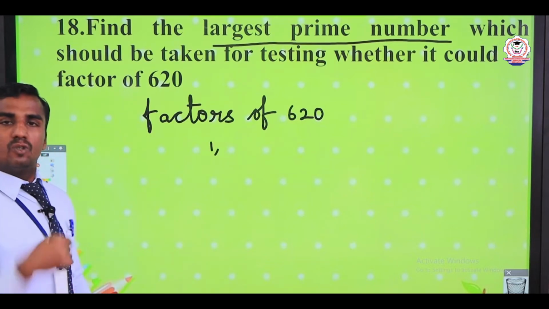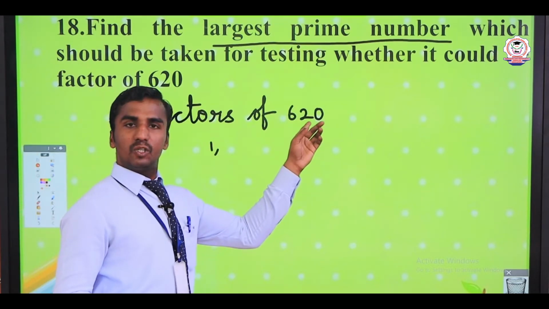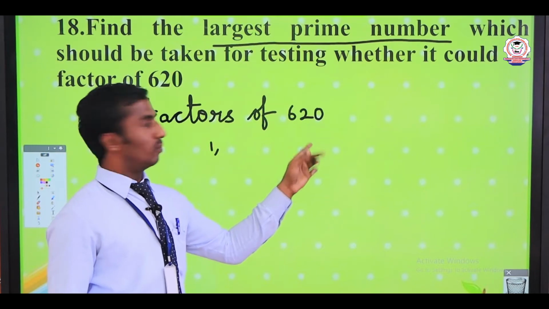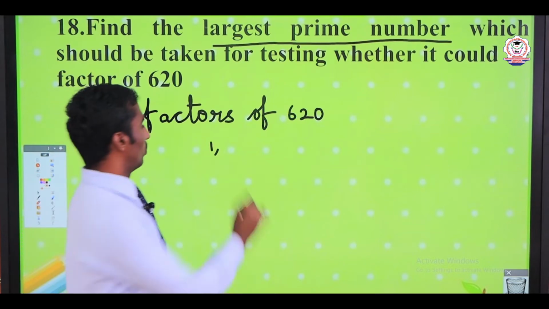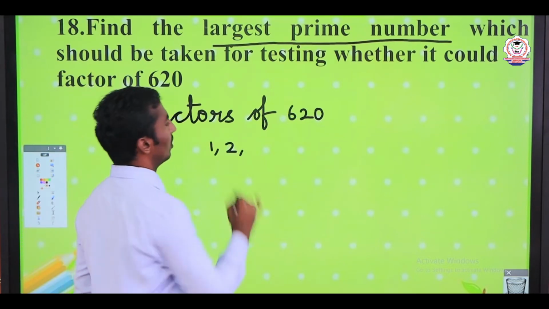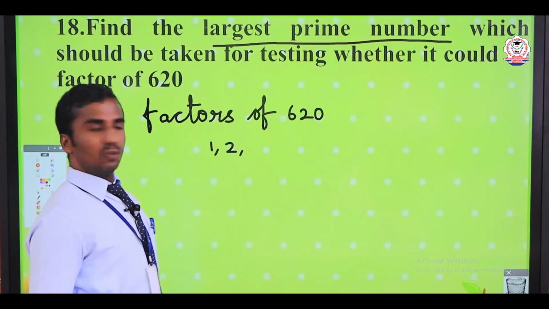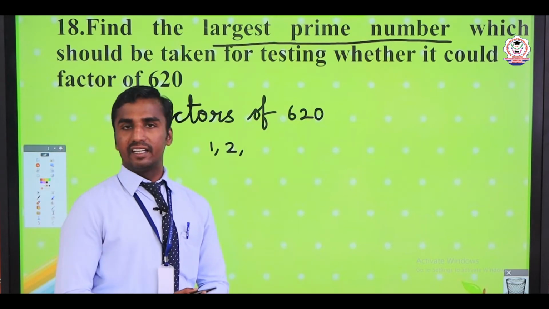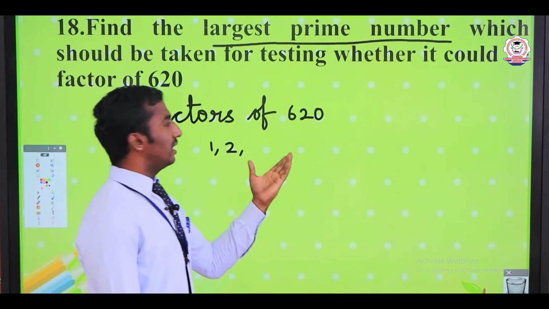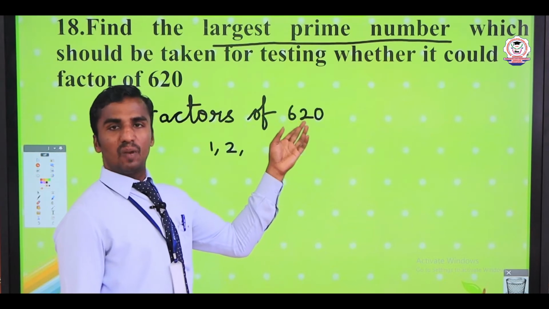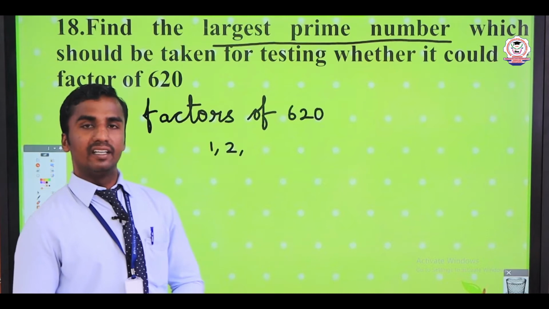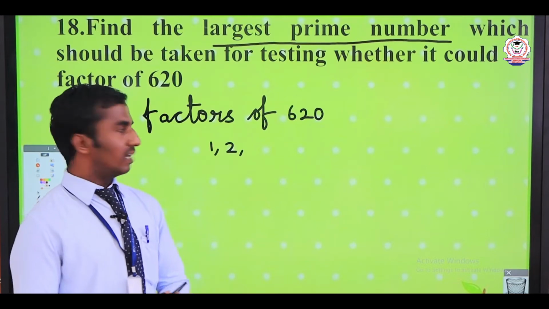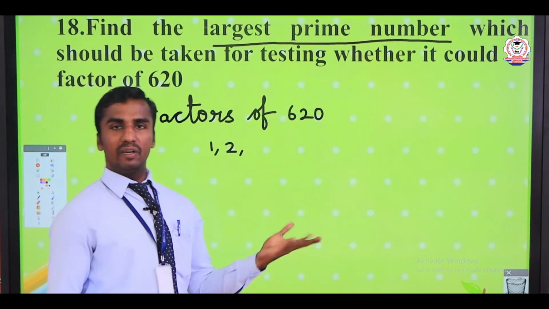Next, 2. Divisible by 2 means the last unit digit is 0 or an even number. Here the unit place is 0, so 620 is divisible by 2. Next, divisible by 3 means the sum of the digits: 6 plus 2 is 8, 8 plus 0 equals 8. 8 is not divisible by 3, so 620 is not divisible by 3.